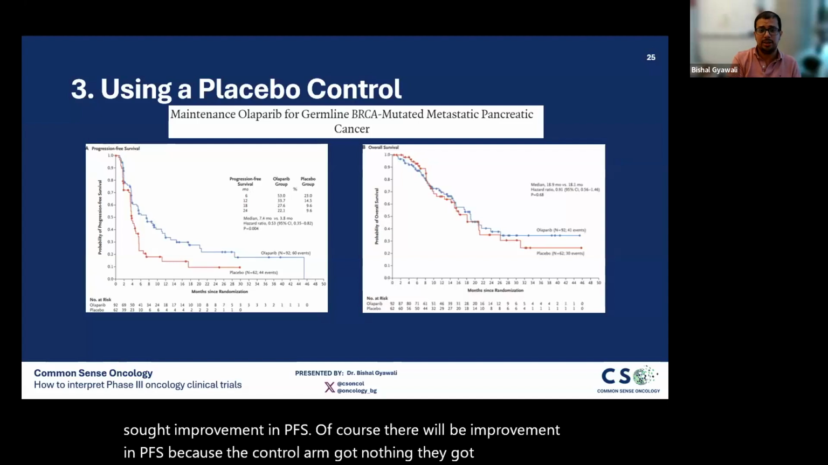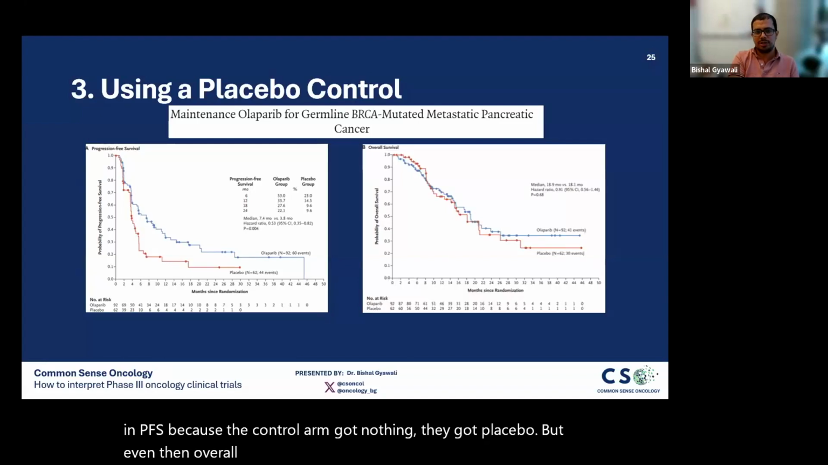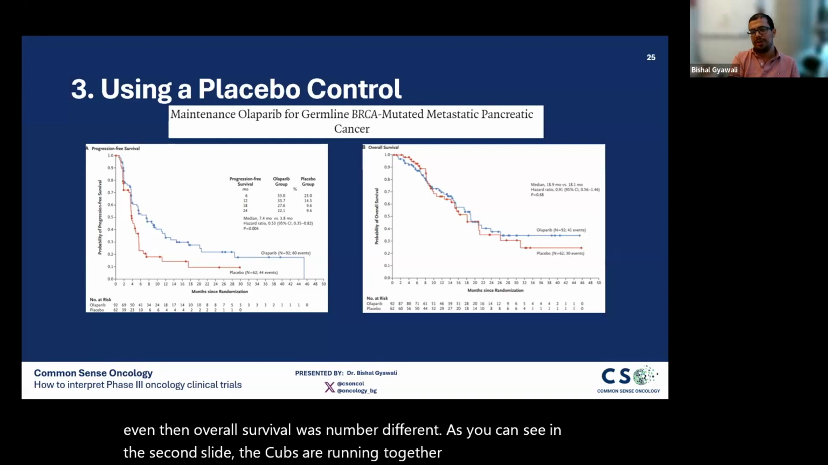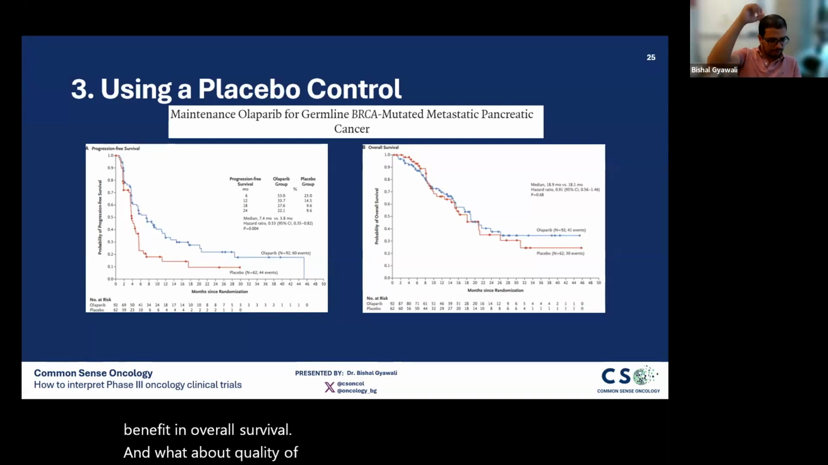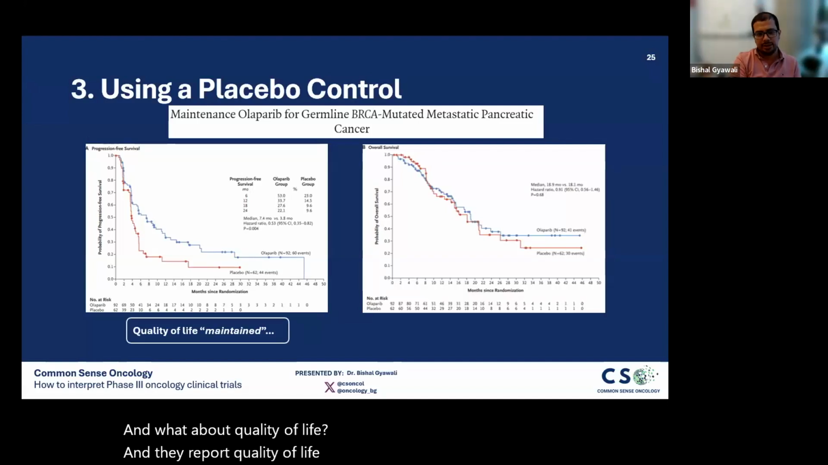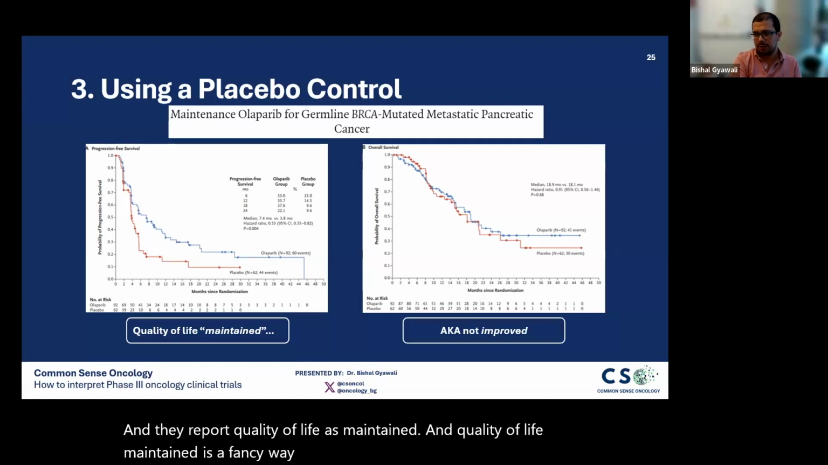But even then, overall survival was no different, as you can see in the second slide. The curves are running together. So there was no benefit in overall survival. And what about quality of life? And they report quality of life as maintained. And quality of life maintained is a fancy way of saying quality of life was not improved.